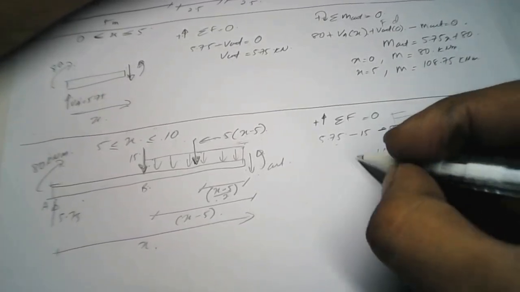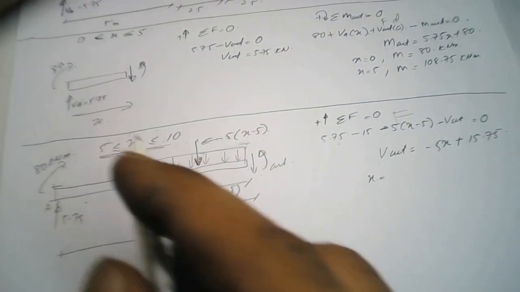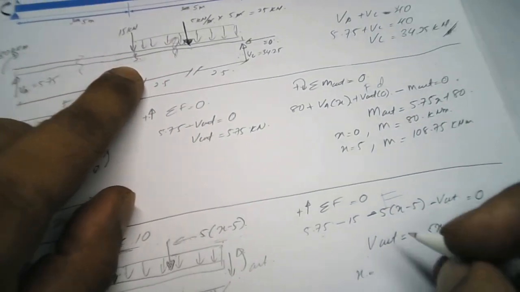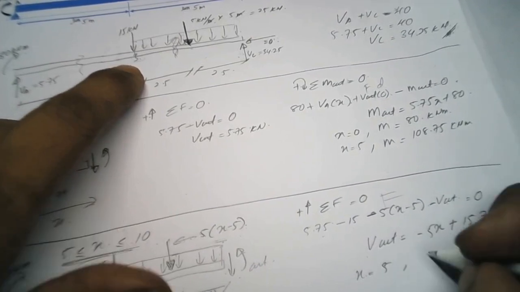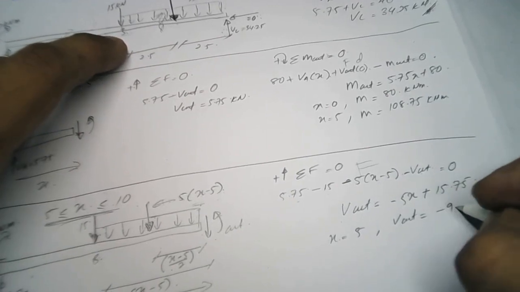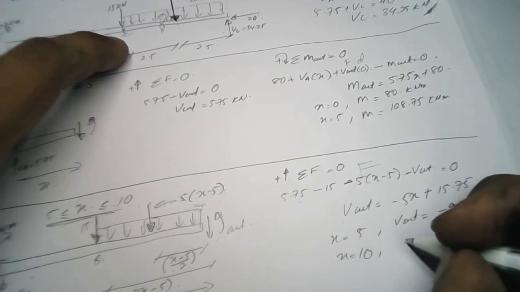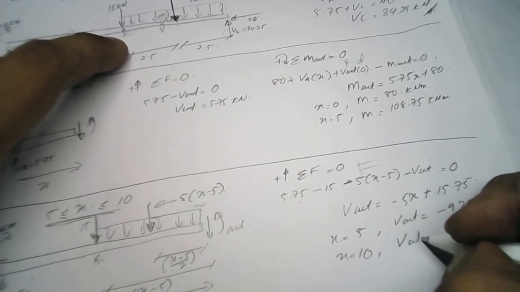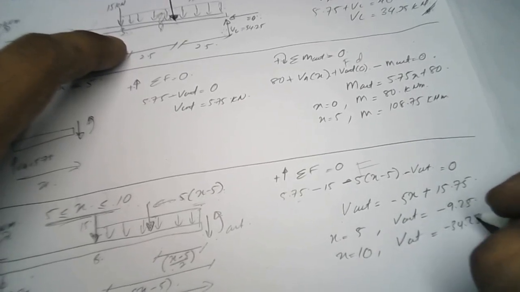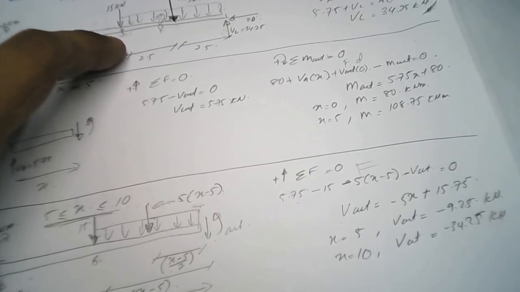Let's say the x value is 5. If the x value is 5, the V cut value will be negative 9.25. If the x value is 10, the V cut will be negative 34.25 kilonewton. Both of them are in kilonewton.